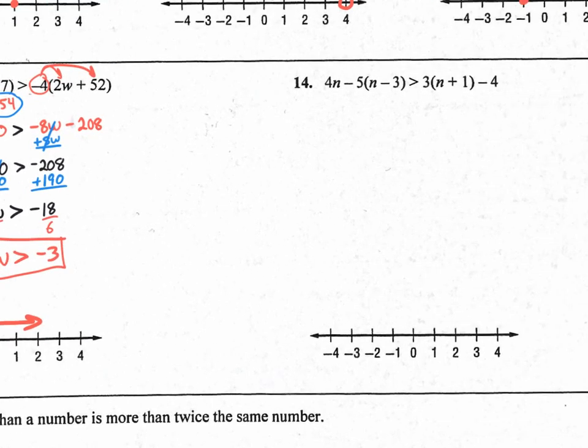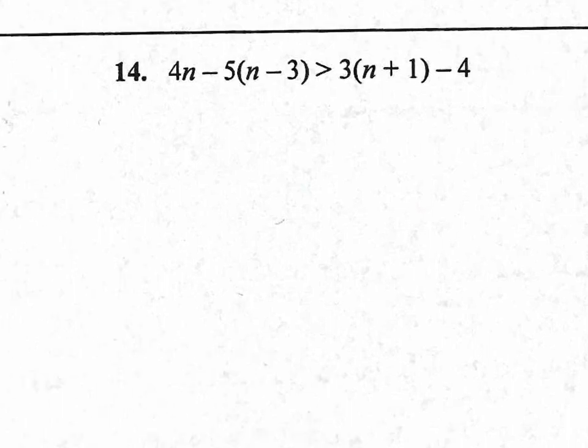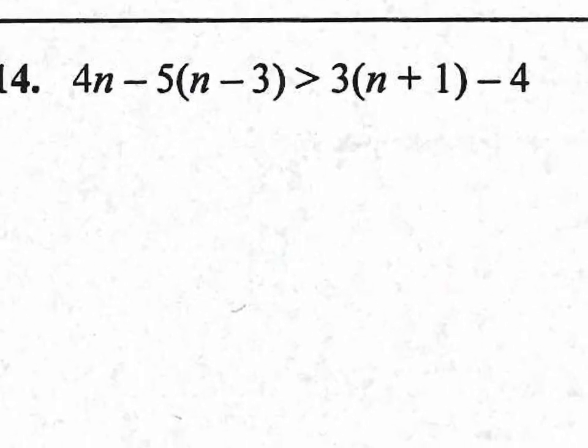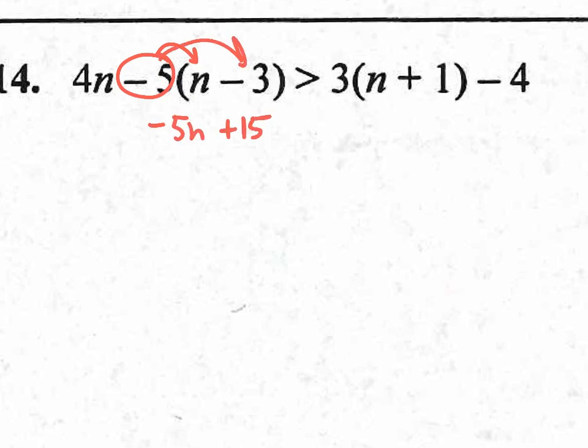Moving on. Number 14. Let's distribute. -5 times n is -5n. -5 times -3 is +15. Let's bring down the 4n that's in front. Just bring it right down. So we have 3 terms now. And out of those 3 terms, we could combine the n's with the n's. So what is 4n take away 5n? That is a -1n. Let's bring down the +15.